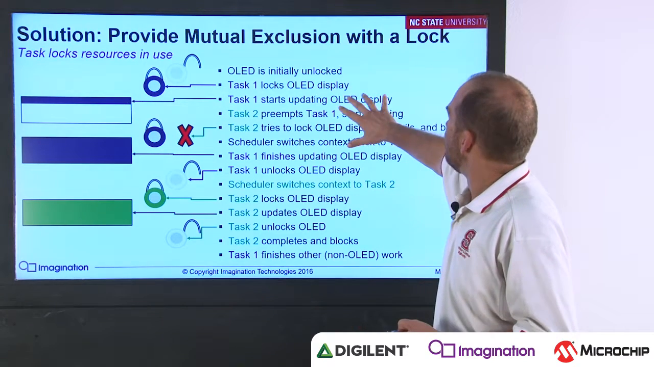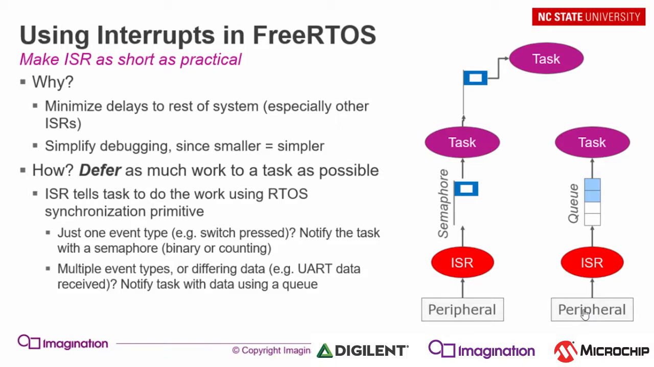So we discuss how mutexes work. We then look at how to use interrupts in FreeRTOS. We look at both high-level design goals, such as making the interrupt service routine as short as possible, as well as how to actually implement the ISR in the code. We look at structuring the work within the application. So how can we defer as much work to a task as possible?